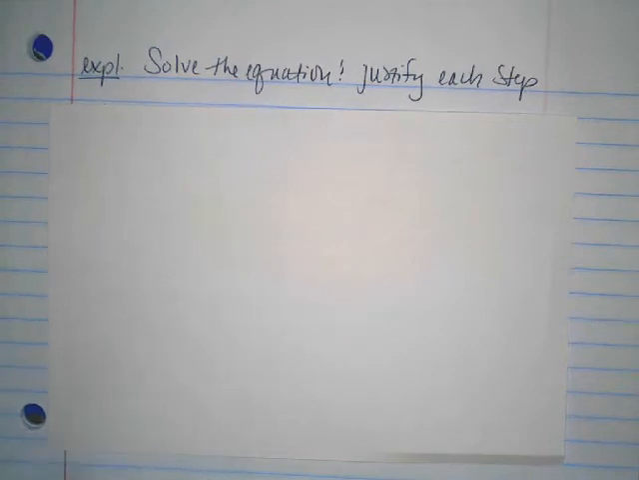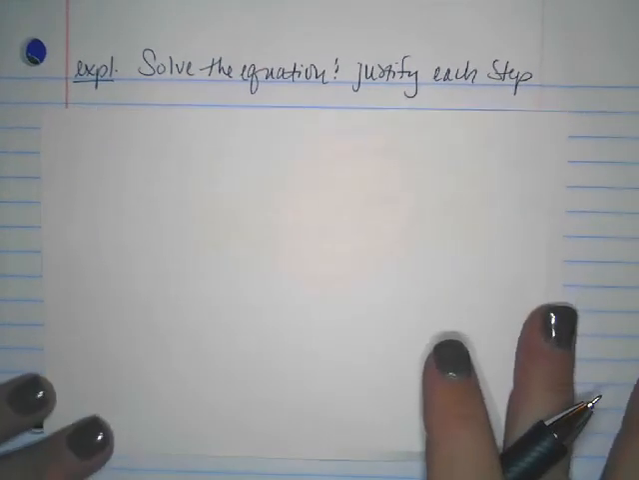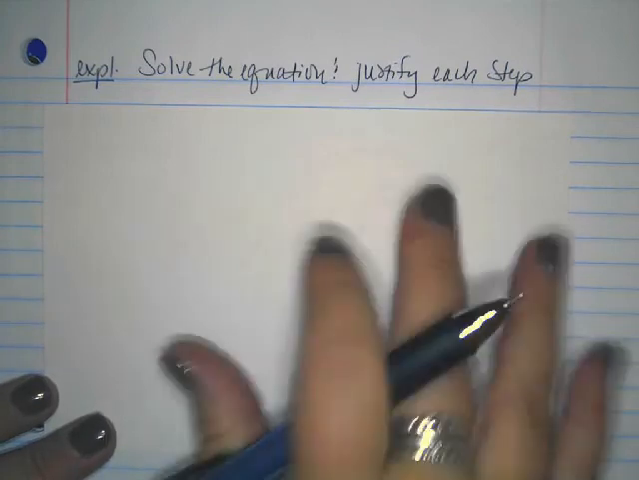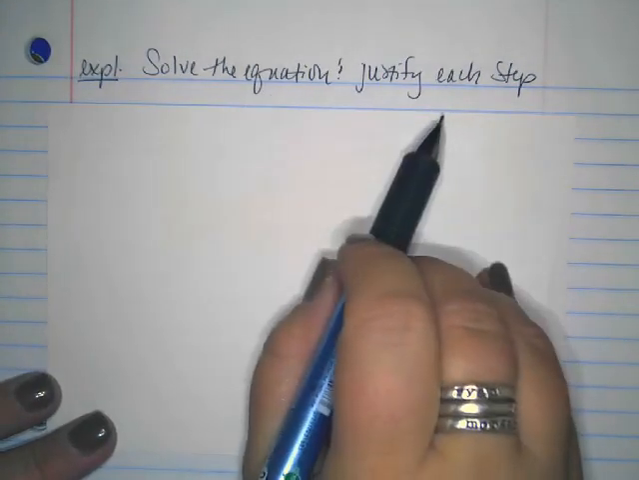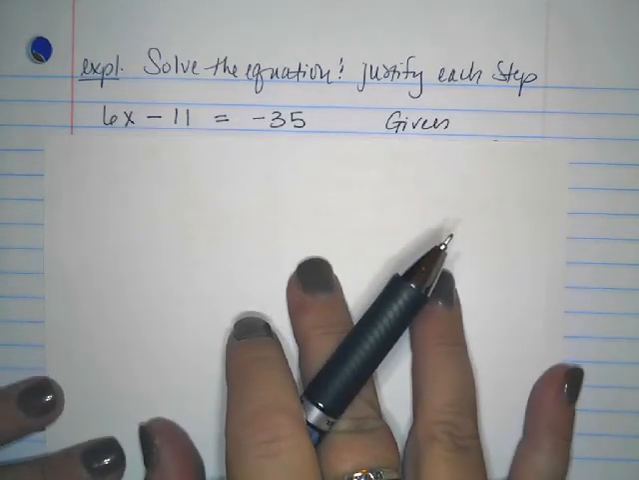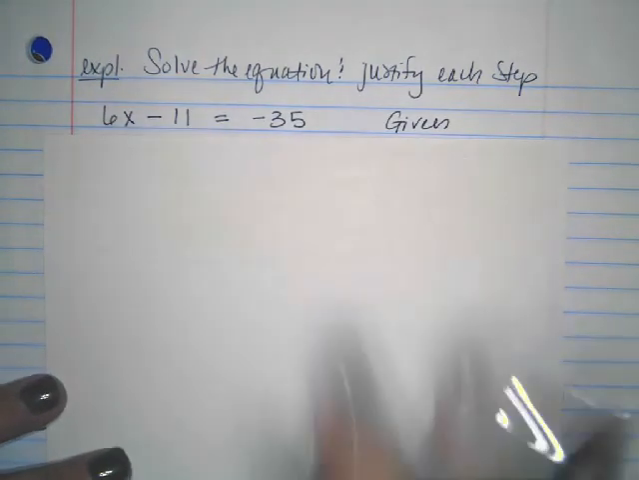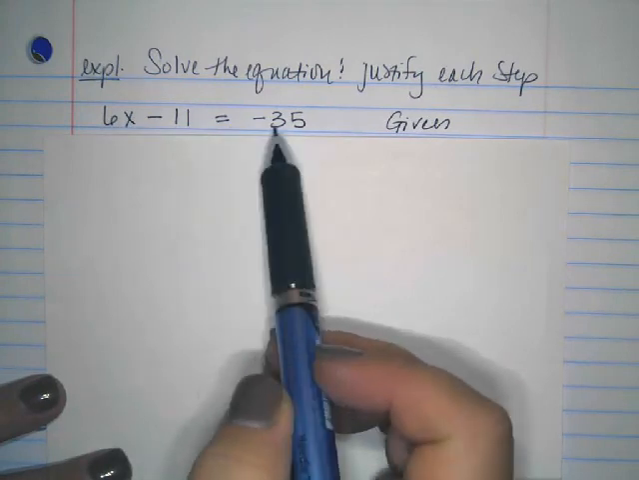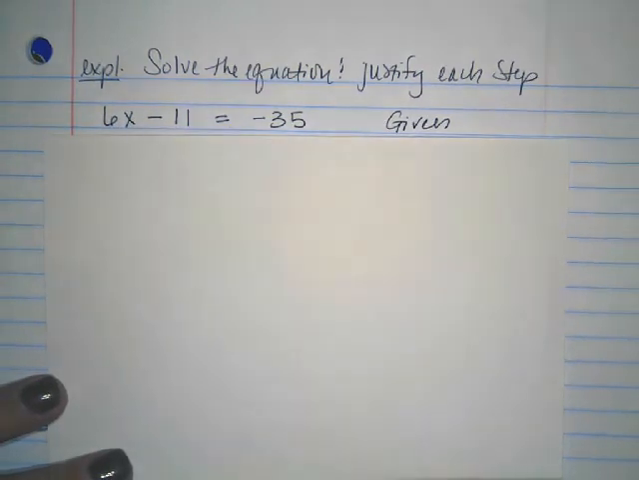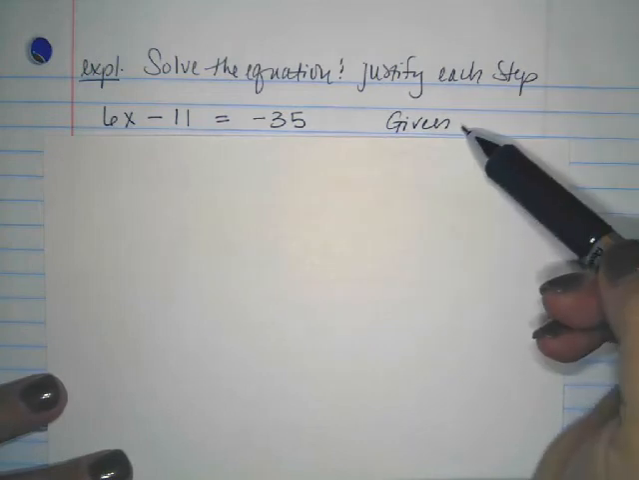Now the last thing I'm going to show you is an example of what we're looking at. They want us to solve an equation, which we're really good at, and justify each step along the way. For instance, here is the equation: 6x minus 11 equals negative 35. And for this first step, the justification is that it's given. They gave that to me. I haven't even done anything yet.